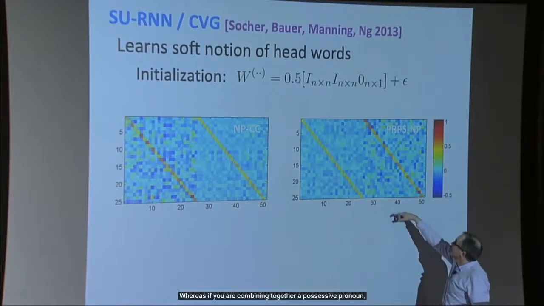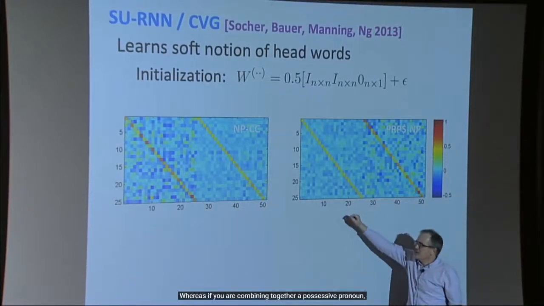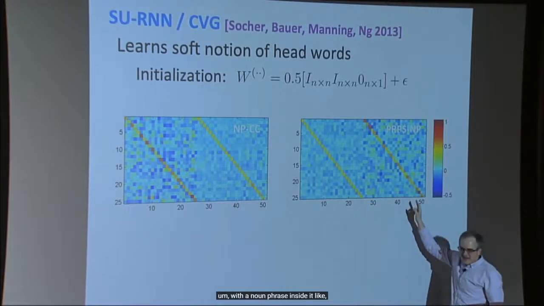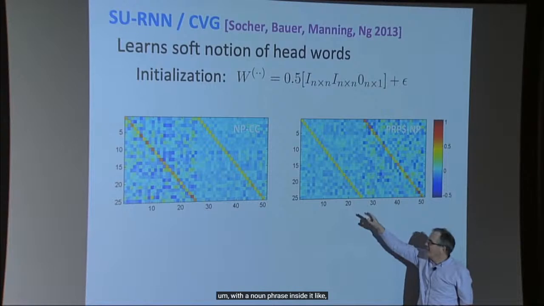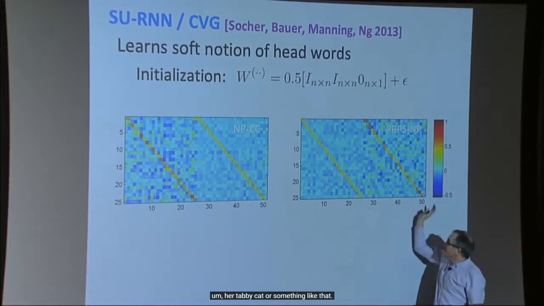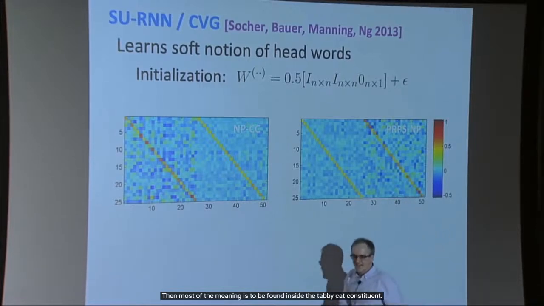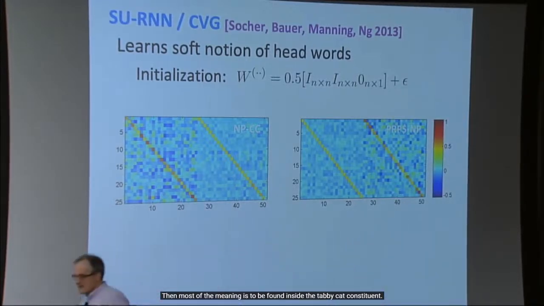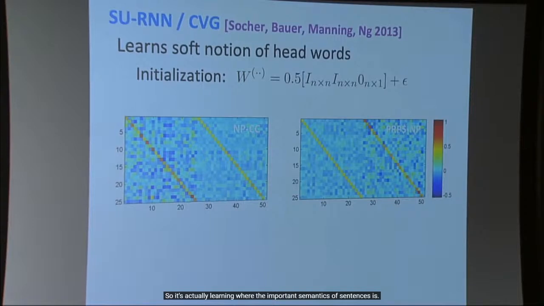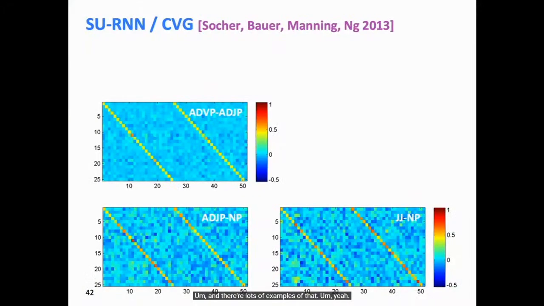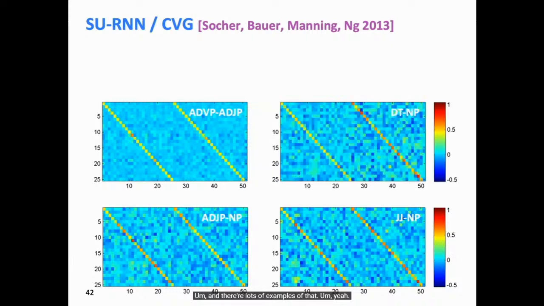Whereas if you're combining together a possessive pronoun, something like "her" or "his", with a noun phrase inside it, like "her tabby cat" or something like that, then most of the meaning is to be found inside the "tabby cat" constituent. So it's actually learning where the important semantics of sentences is. And there are lots of examples of that.